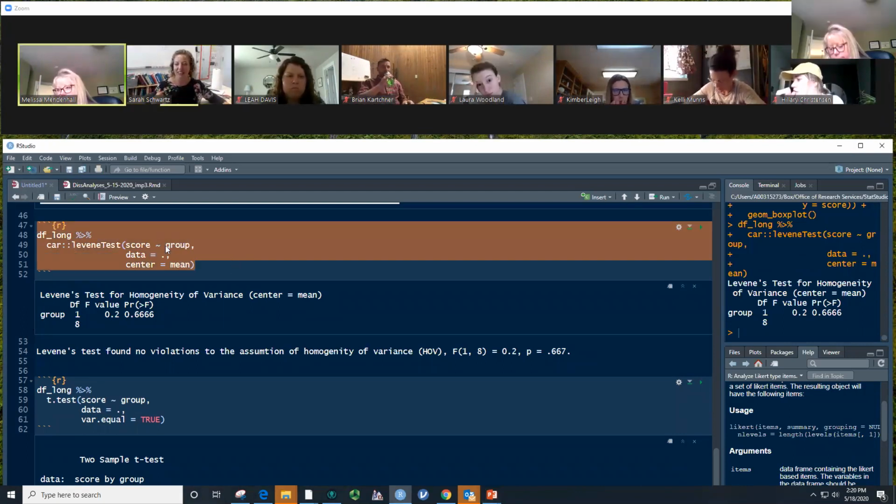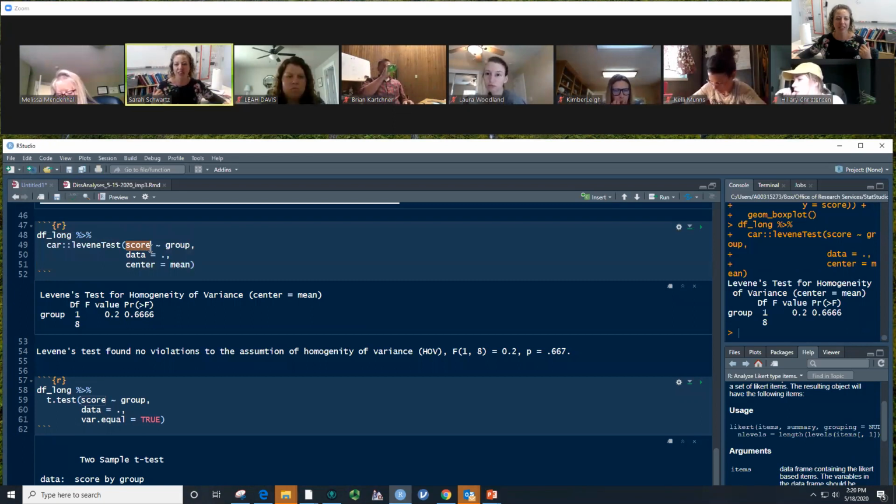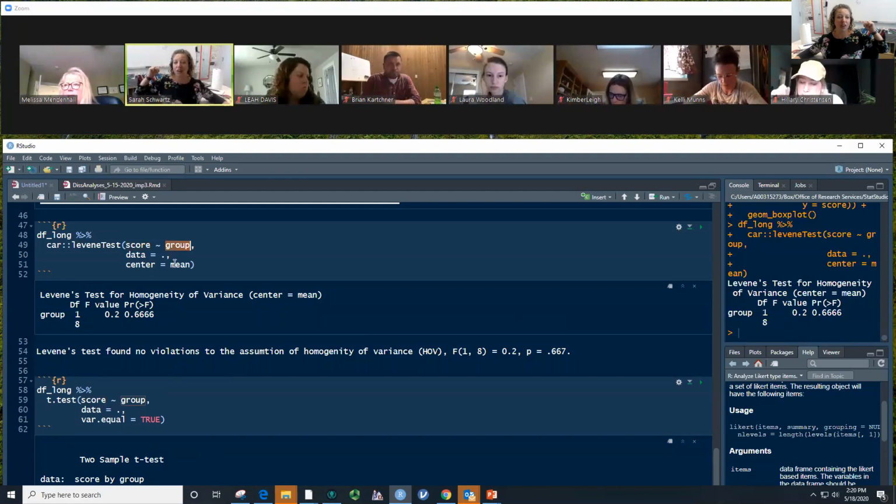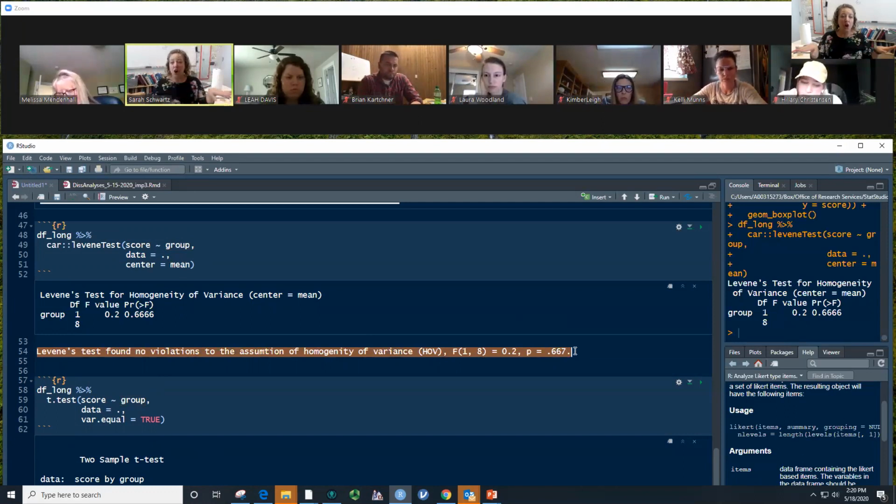And again, what comes first in the formula? The first thing is the continuous dependent variable that you're comparing the averages on. And the second thing is the two group variable. This could be like gender or coffee drinkers, not coffee drinkers, a two group variable. And so Levene's test found no violations of homogeneity of variance.